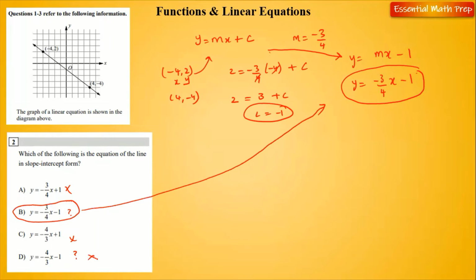Actually, we could have eliminated even before we worked it out, but I wanted to show you how it's done, because this has a negative slope of 4 over 3. We want 3 over 4, so that's incorrect as well.